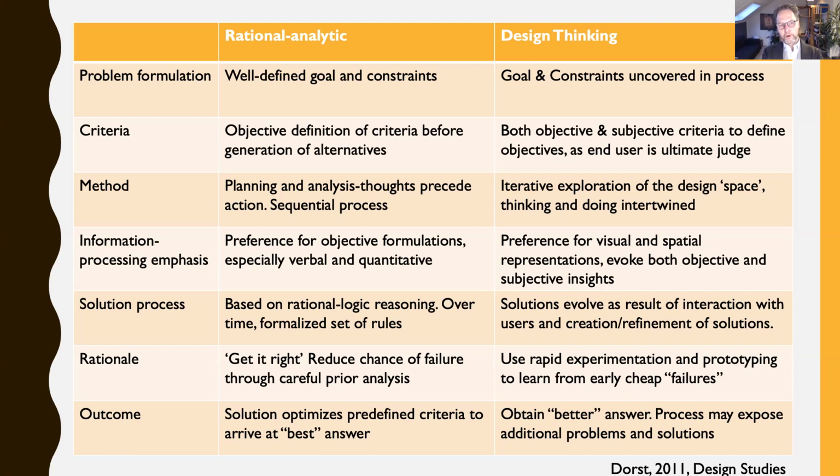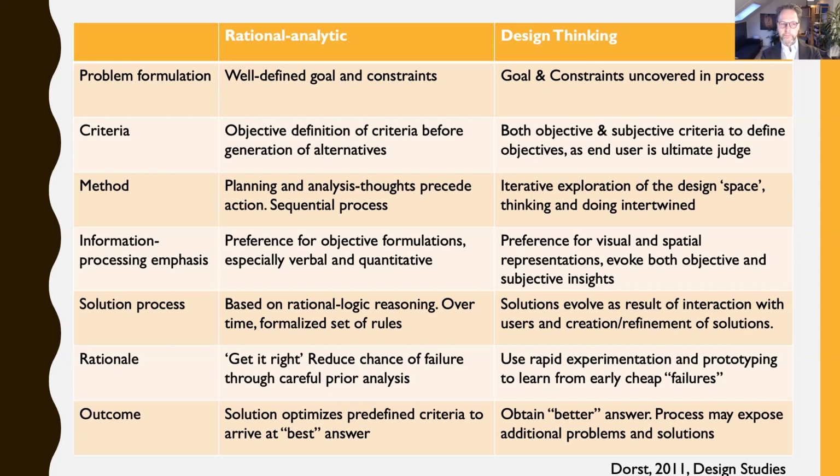But if you look at problem formulation, in rational analytic cases, we're looking at well-defined goals and constraints. Whereas in design thinking, the goals and constraints are uncovered in the process. With regards to criteria, we're looking for objective definitions of criteria before we start generating alternatives. And in the case of design thinking, both objective and subjective criteria are used to define objectives. And the user, the end user, is the ultimate judge of your result.